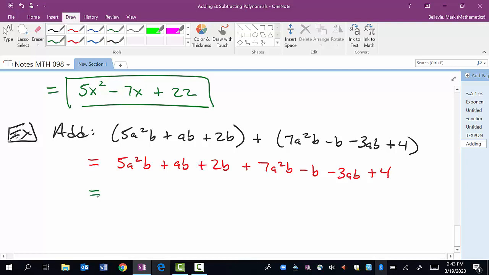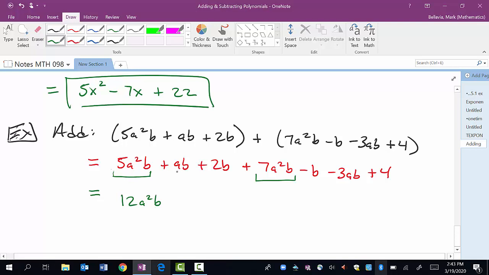And then lastly, we want to combine like terms. Remember, like terms have the same variables, the same exponents. So I got a 5a squared b here, and I can combine that with anything that also has an a squared b, the same variables, the exact same exponents. So we have a positive 7a squared b, so it's going to give me 12a squared b.